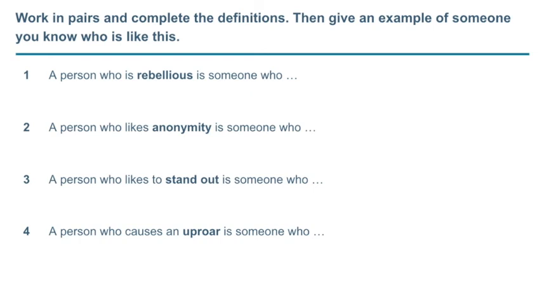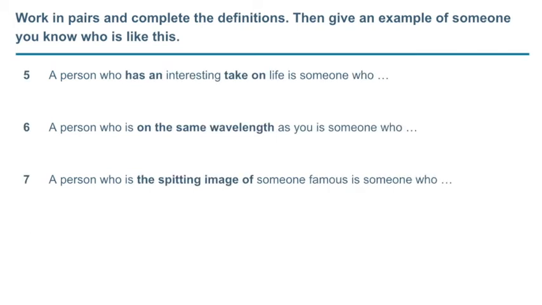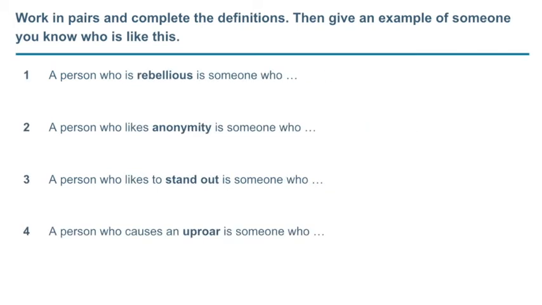We are going to do this task together, hopefully, in the video lesson if we have time, if not this one, the next one. It says work in pairs and complete the definitions, then give an example of someone you know who is like this. We're going to very quickly go through these, so if you want to prepare them for the lesson, that would be all right, and it would help the flow of the lesson. So a person who is rebellious is someone who, you need to complete that. A person who likes anonymity is someone who.